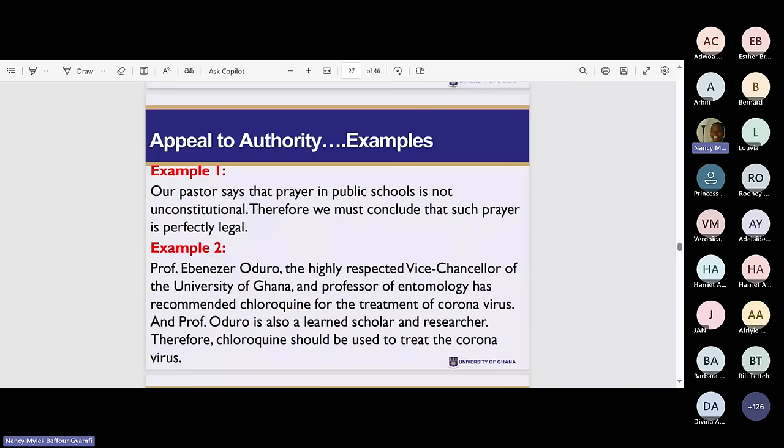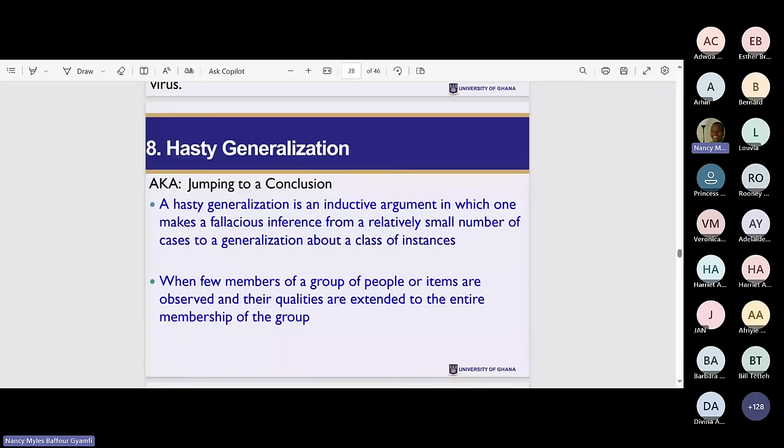Okay, then we have hasty generalization. Look at your screen, please, everyone. From two or three, a few instances, you draw a conclusion about the whole. I think that way you can easily do it.